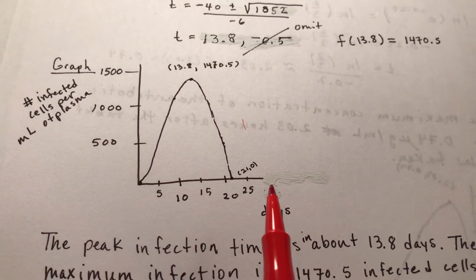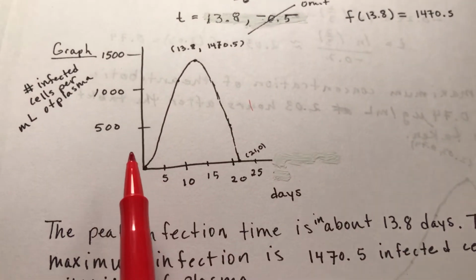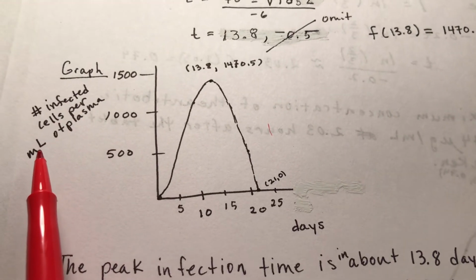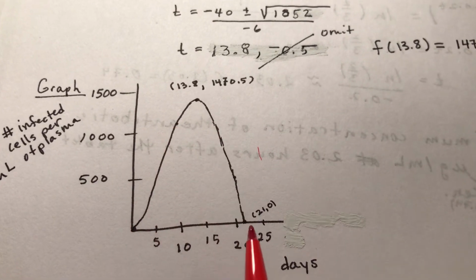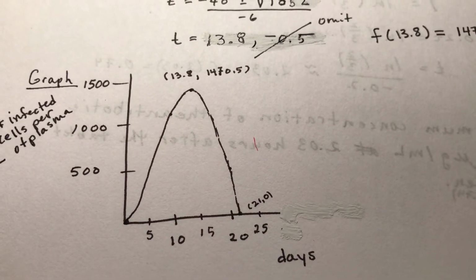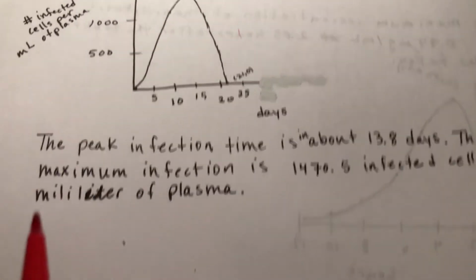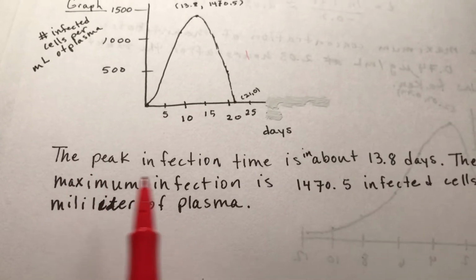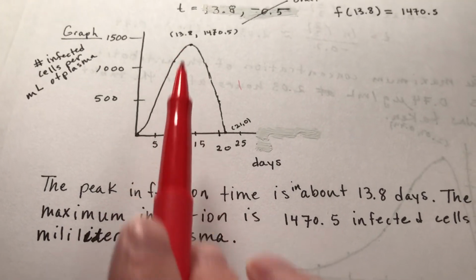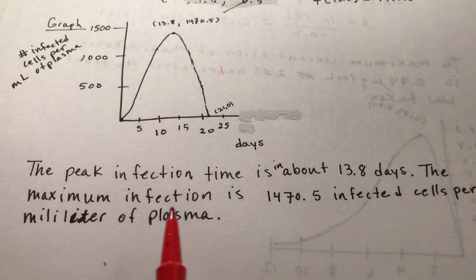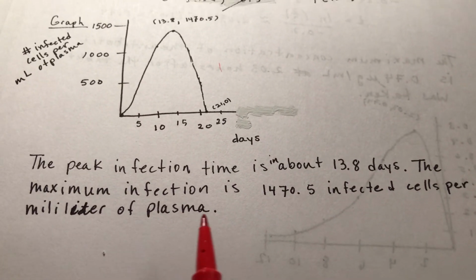I'm asking you to label your axes. So this was in days, and this one is in infected cells per milliliter of plasma. And if you put your function in correctly, you get this peak time at 13.8, 1470. And I wrote, because you're supposed to write your complete sentence, the peak infection time is about 13.8 days, right? That was what we got. And the maximum infection is 1,470.5 infected cells per milliliter of plasma.